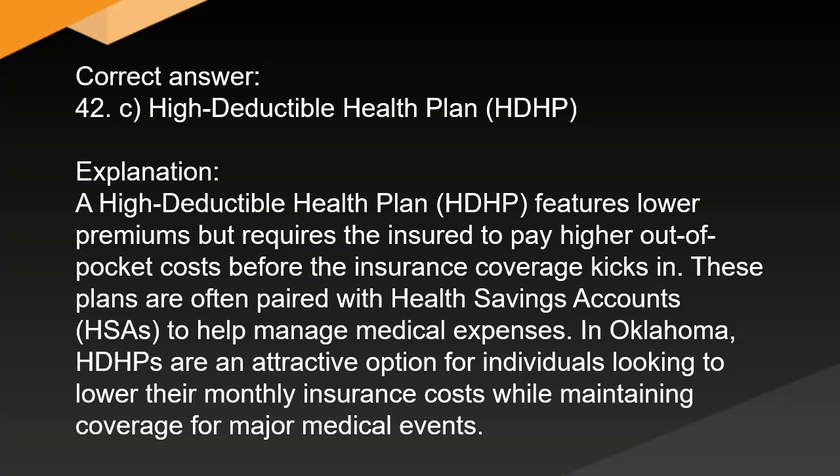Correct answer: C. High deductible health plan. Explanation: A high-deductible health plan features lower premiums but requires the insured to pay higher out-of-pocket costs before the insurance coverage kicks in. These plans are often paired with health savings accounts, HSAs, to help manage medical expenses. In Oklahoma, HDHPs are an attractive option for individuals looking to lower their monthly insurance costs while maintaining coverage for major medical events.